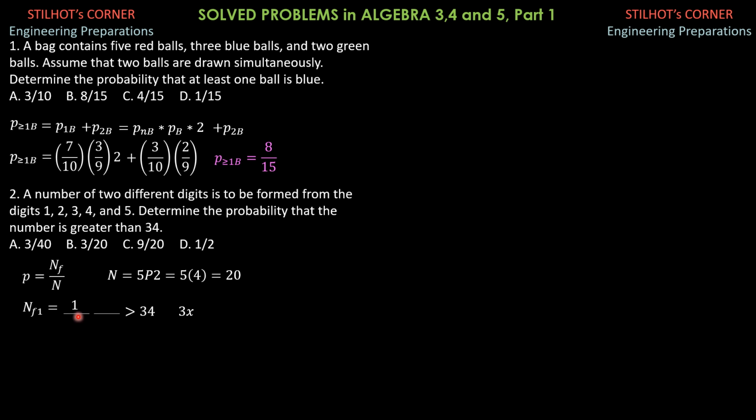So there's only one digit that can be assigned here, which is 3. And in the second one, there's also one, which is 5. And that number in particular is 35.